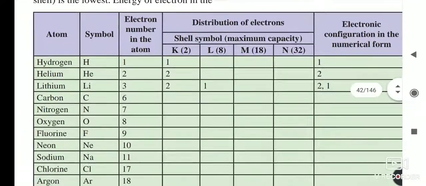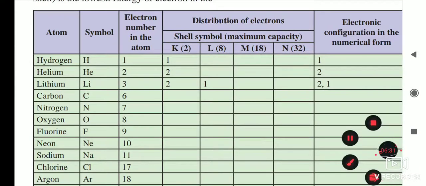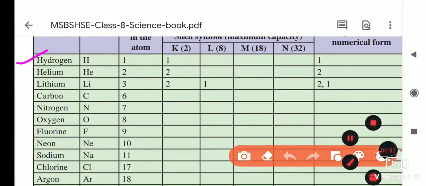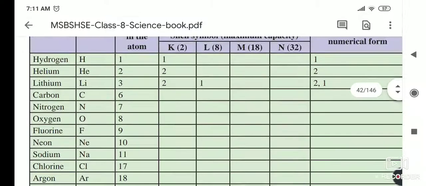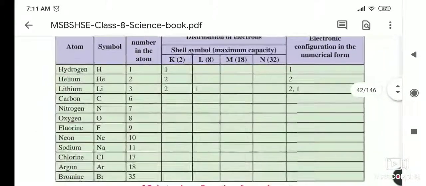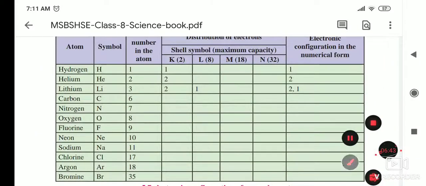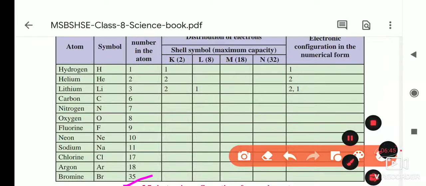If you see here, the atoms' names given here are hydrogen, helium, lithium. And after that the number of electrons is given. The number of electrons is also given here. So according to it, what we have to write is the electronic configuration.